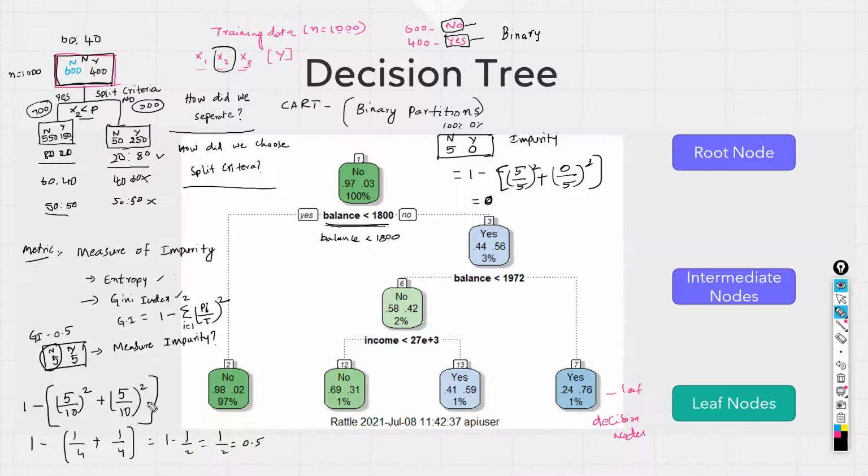And for a perfectly impure node, Gini index will be 0.5. So Gini index will vary between 0 to 0.5. 0 means pure, 0.5 means impure. Closer to 0 pure, closer to 0.5 impure. So based on this Gini index, we will decide when we split something whether it has improved or not. Now let's see how we decide whether, when we split something, it has improved or not.